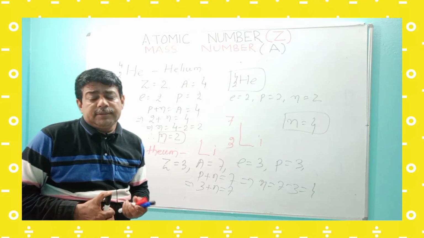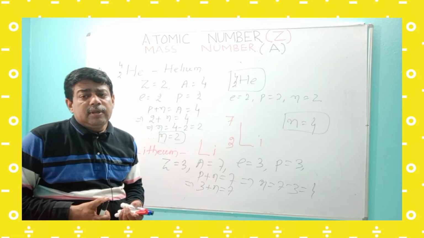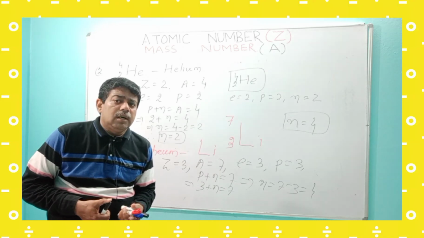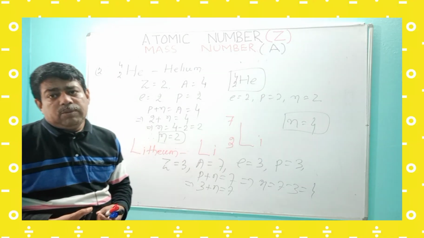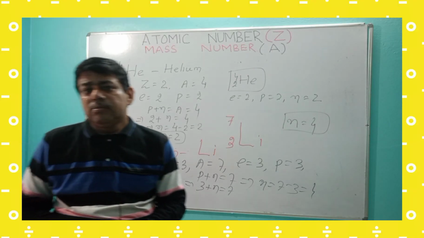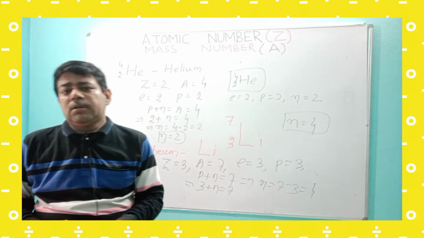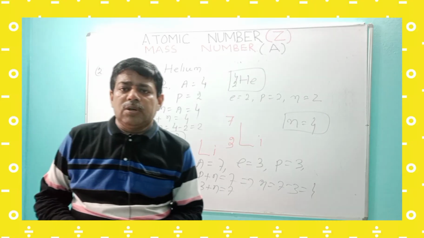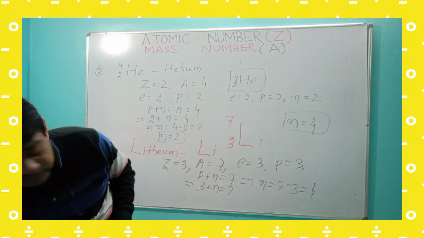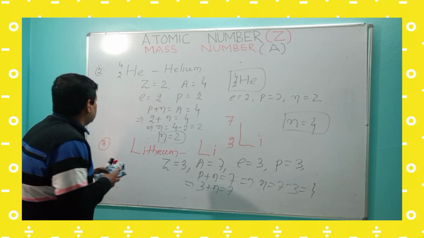Similarly, you can prepare a list of atoms, and by knowing their atomic number and mass number, you can find out their number of electrons, protons and neutrons. Is it clear? I hope you can understand.